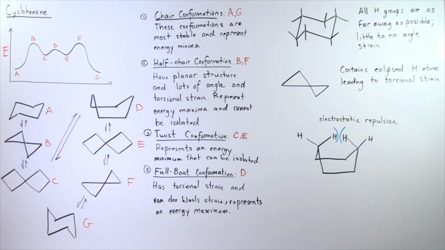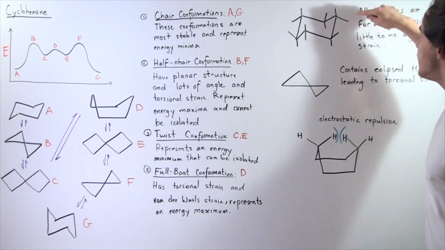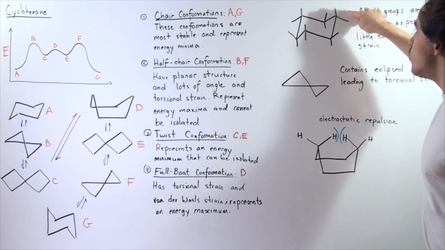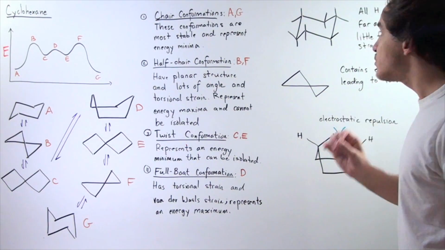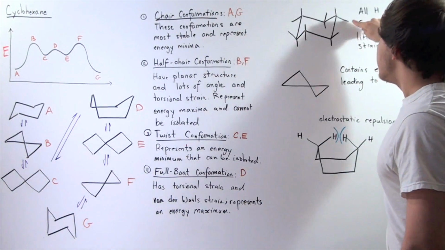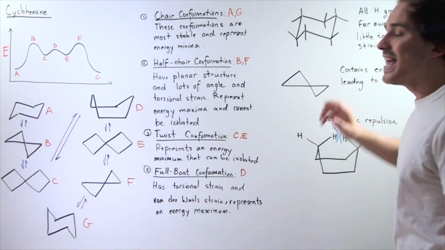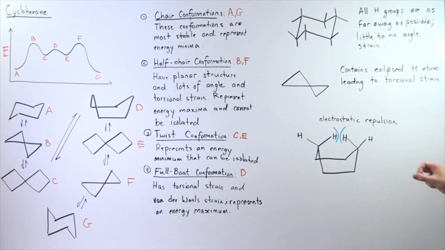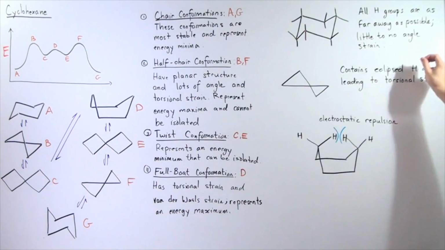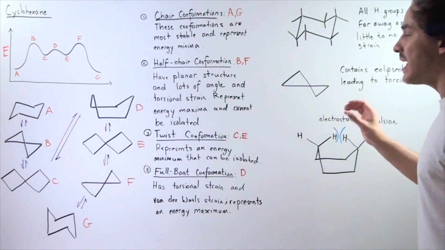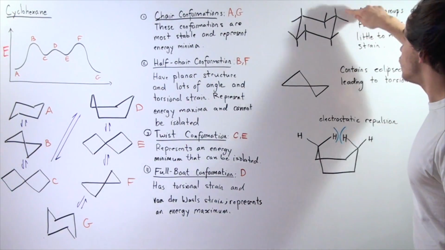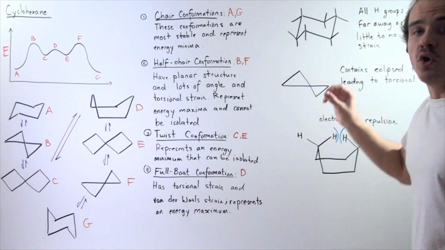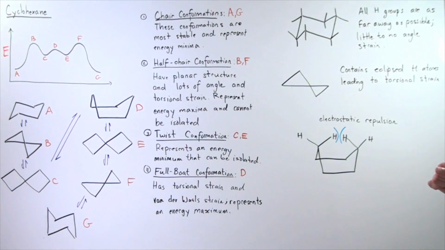Now, all the H groups are as far away from one another as possible. And this means the angle between our 2 bonds will be an ideal angle, or very close to ideal. And so the electrostatic repulsion between the electrons in the different bonds is minimized, and that means we have very little or even no angle strain. So we have very little angle strain and very little torsional strain. So our H atoms will be staggered in the staggered conformation.